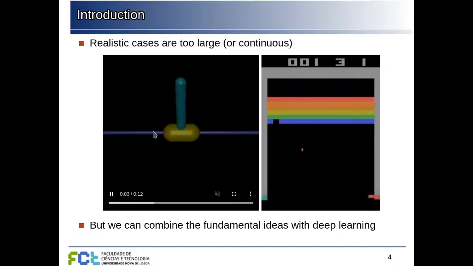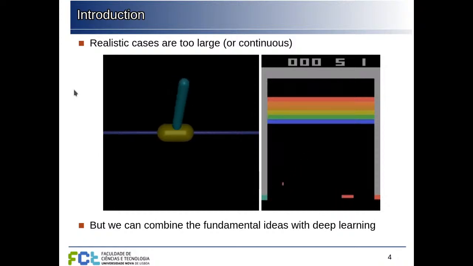Also, we can have continuous problems. Here we are trying to balance this pole on top of this little cart that goes from left to right, and this can be a continuous problem because of the position and the velocity and the force we are impacting on the cart and so on. So we cannot enumerate all the possible states of this problem.